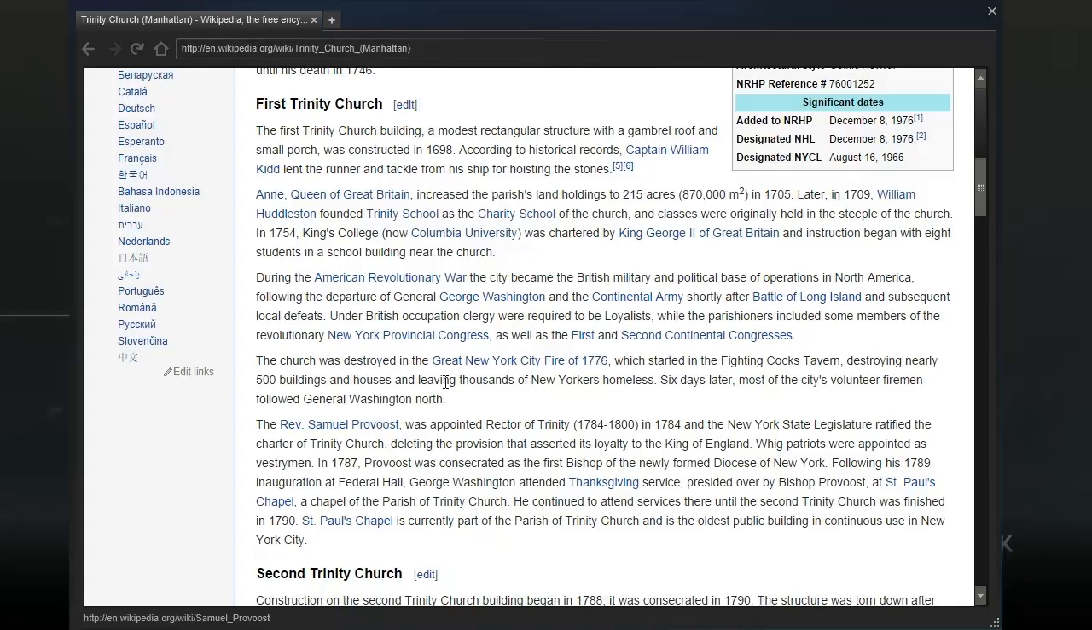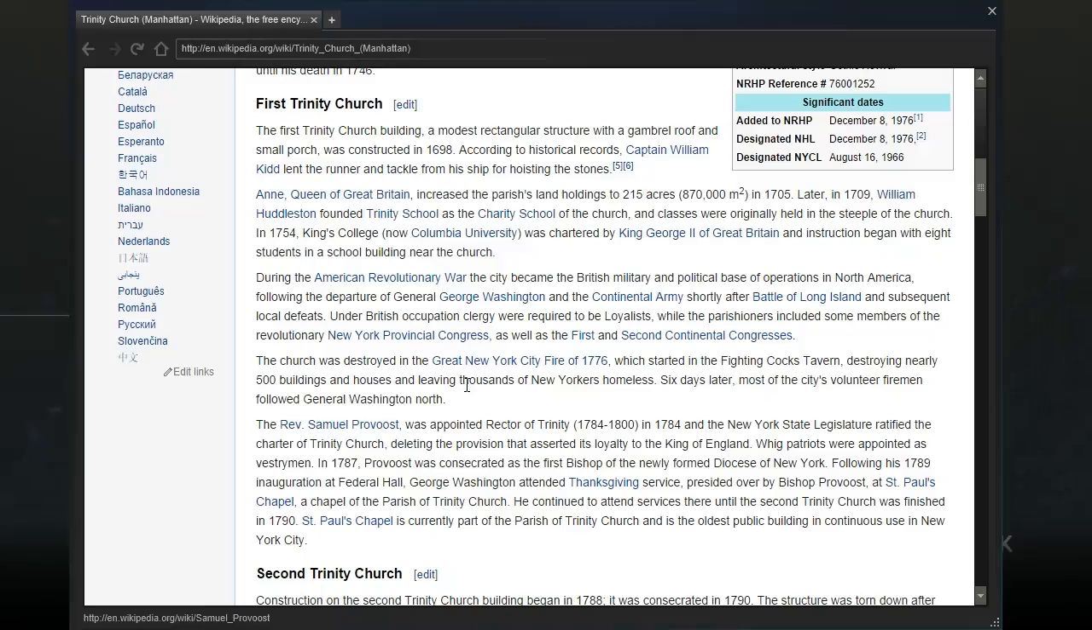The church was destroyed in the Great New York City Fire of 1776, which started in the Fighting Cock's Tavern, destroying nearly 500 buildings and houses and leaving thousands of New Yorkers homeless. 6 days later, most of the city's volunteer firemen followed General Washington north.